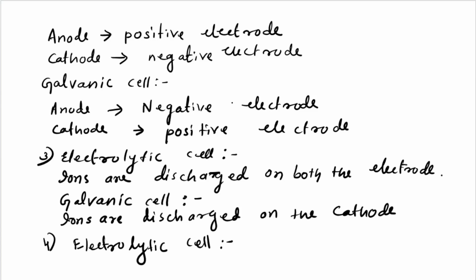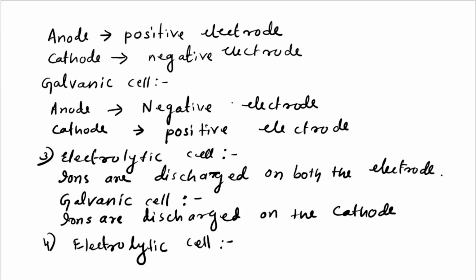And in the third point, in electrolytic cell, ions are discharged on both the electrodes. Both the electrodes mean one positive electrode and one negative electrode. And in galvanic cell, ions are discharged on the cathode. Cathode means here the positive electrode. So ions are discharged on cathode.